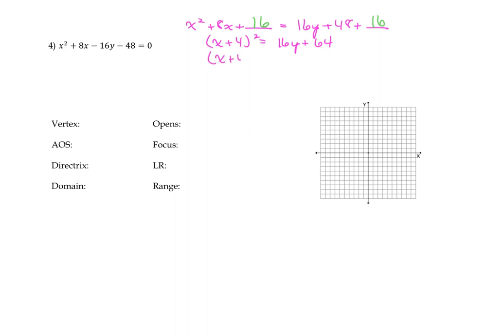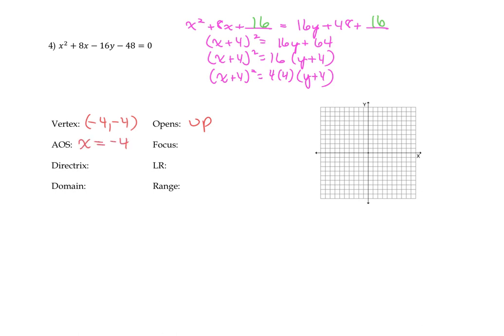I'm going to factor out that 16 and get y plus 4. So x plus 4 squared equals 4 times 4 is 16, and then y plus 4. And there I am in standard form of a conic. So my vertex is at negative 4, negative 4. This is an x squared. The p is positive, so it's going to open up. The axis of symmetry, since it's x squared, is x equals the x coordinate, which is negative 4.